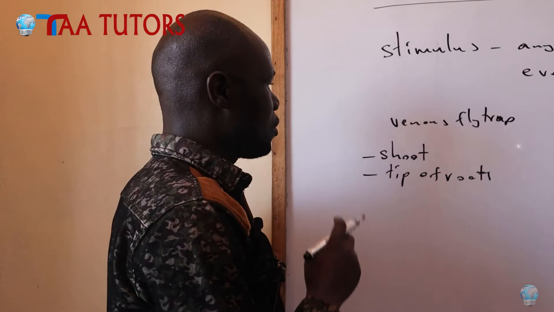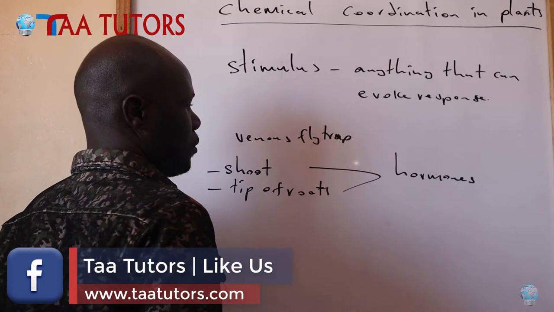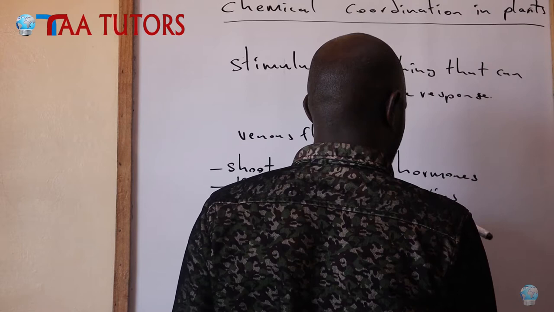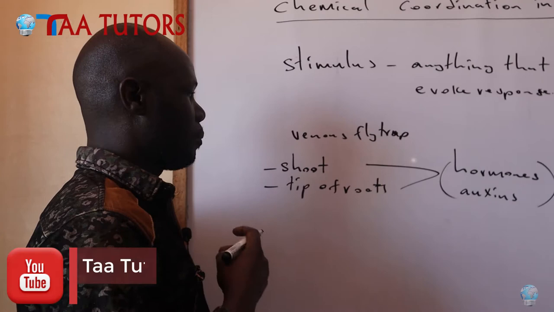Now these regions have a chemical substance, which we are going to call hormones. Hormones are chemical substances. An example is what we call auxins. When these chemicals are concentrated in the roots and the shoot that produces them, they can facilitate growth in the plant. And how do plants grow?